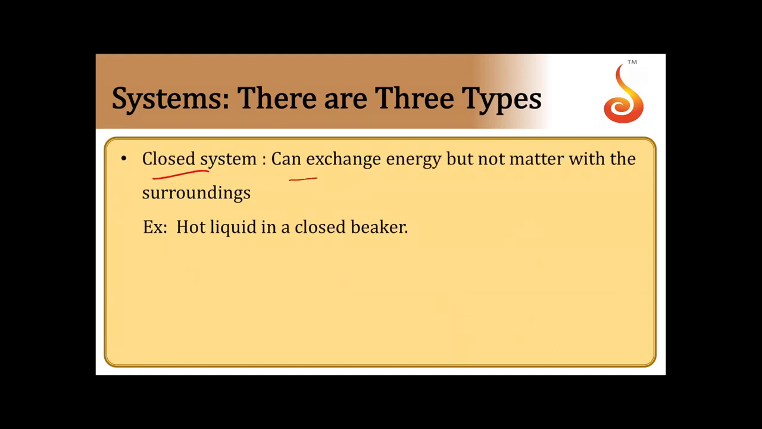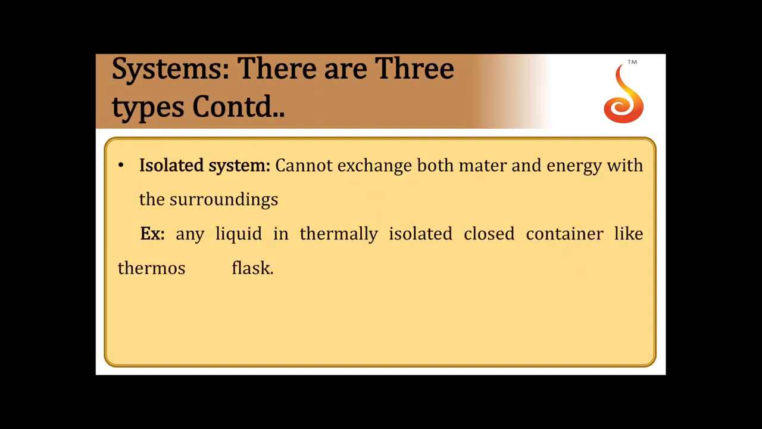A closed system can exchange energy but not matter with surroundings. When you take the same beaker with hot liquid and close it with a lid, it cannot exchange matter with surroundings, but energy can be exchanged because it is a metal vessel. It is said to be a closed system. A closed system cannot exchange matter but exchanges energy with the surroundings.